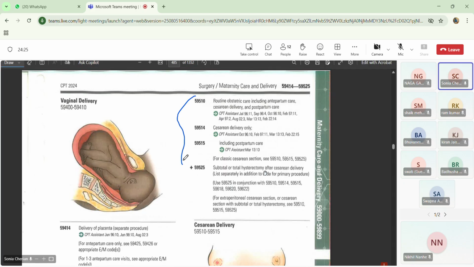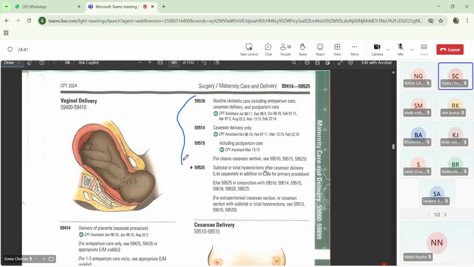For example, hypertension, kidney failure, heart failure. All these have combo codes, right? So you have to keenly see that and code it accordingly. That is one thing in your chart.